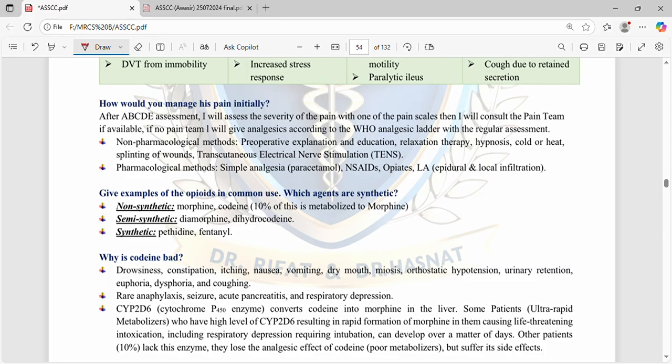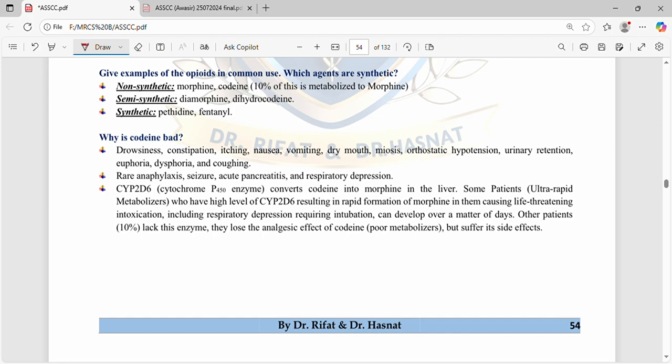Why is codeine bad? It can cause drowsiness, constipation, itching, nausea, vomiting, dry mouth, miosis, orthostatic hypotension, urinary retention, euphoria, dysphoria, and coughing, rare anaphylaxis, seizures, acute pancreatitis, and respiratory depression. So these are the general complications or side effects of opioids. And cytochrome P450 2D6 enzyme converts codeine into morphine in the liver, not fully, only the 10%.